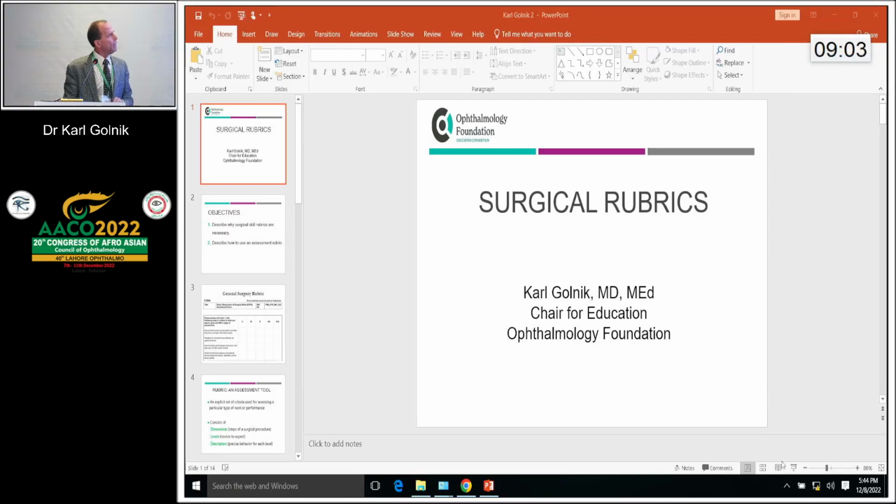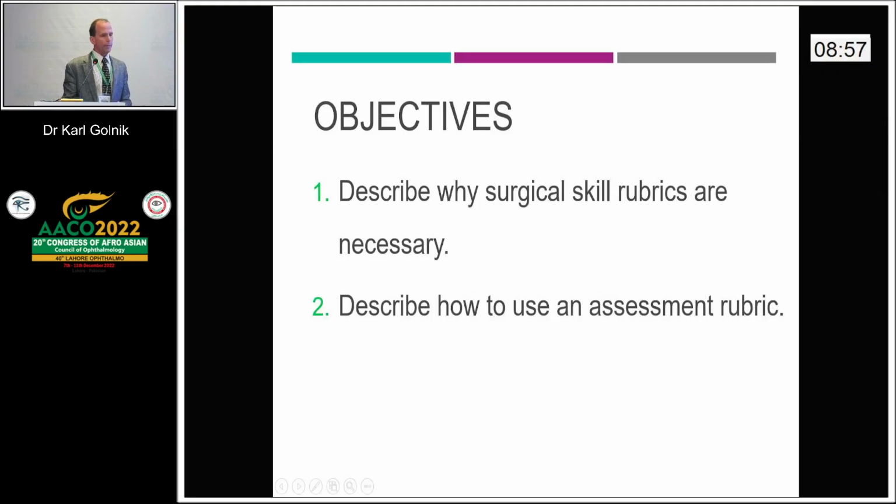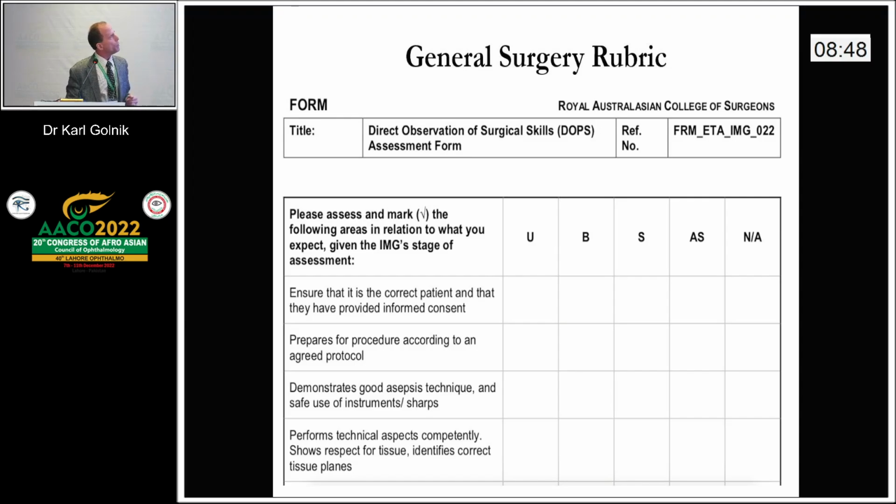My objective is to describe why surgical skill rubrics are necessary and describe how to use an assessment rubric. So this is a general surgery rubric from the Royal Australian College of Surgeons. Again, all of these rubrics will have on the left column the steps of a procedure, they should at least, and then a rating scale. But like a lot of rubrics, there are all these empty boxes. So you're letting the assessor totally decide themselves, oh, I thought that was good or okay or not good. That is not a good rubric.